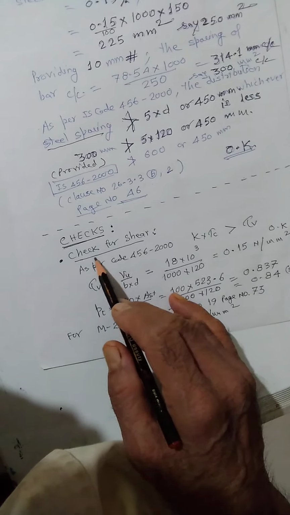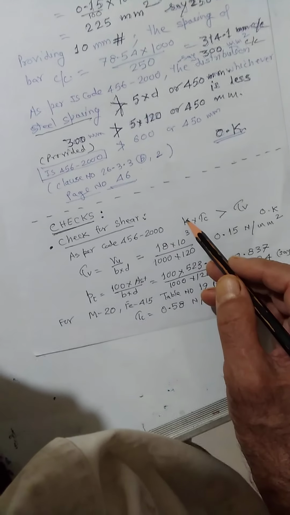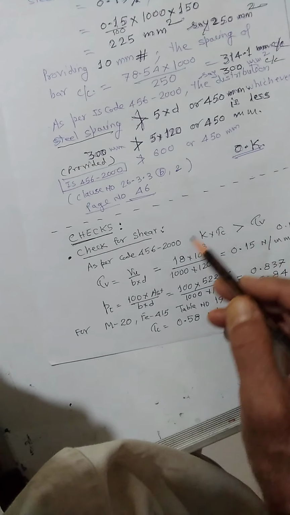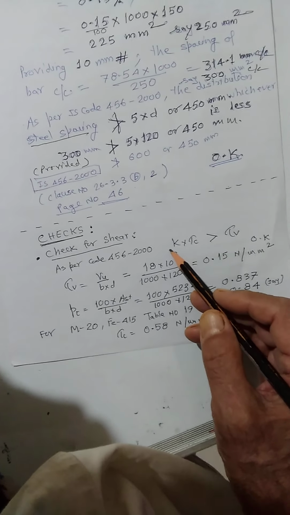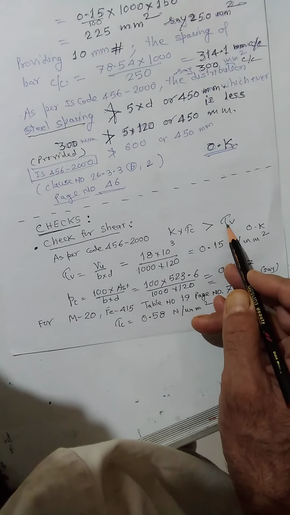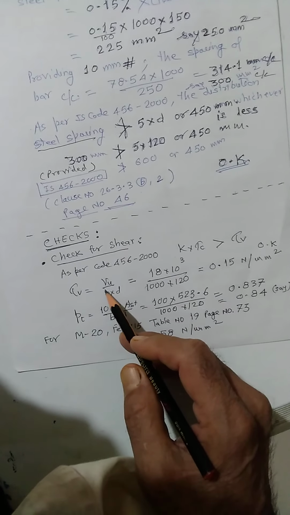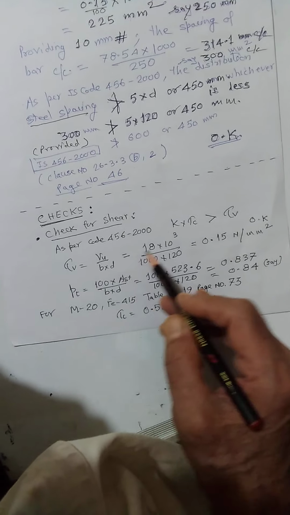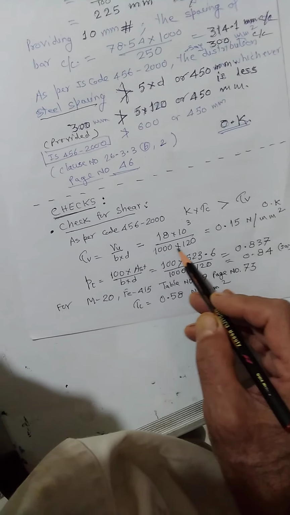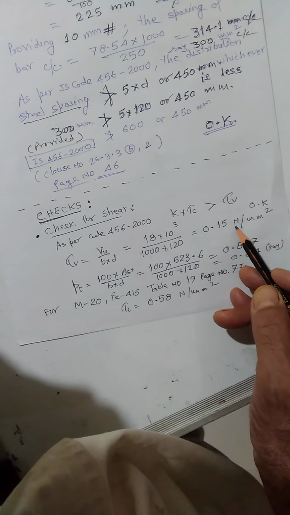First check is the check for shear. We have already seen that the shear force is 18 kilonewton, and the code says that for shear, K times tau C should always be greater than tau V. Now tau V is equal to V upon BD. V is 18 into 10 to the power 3, B of slab 1000, 120, it becomes 0.15 Newton per mm square.